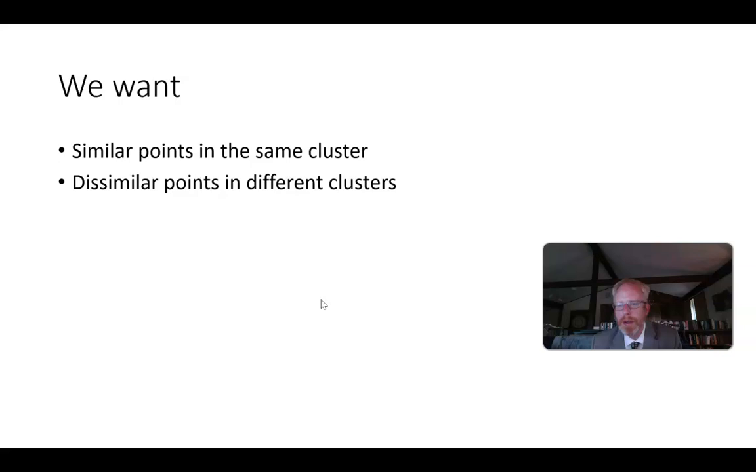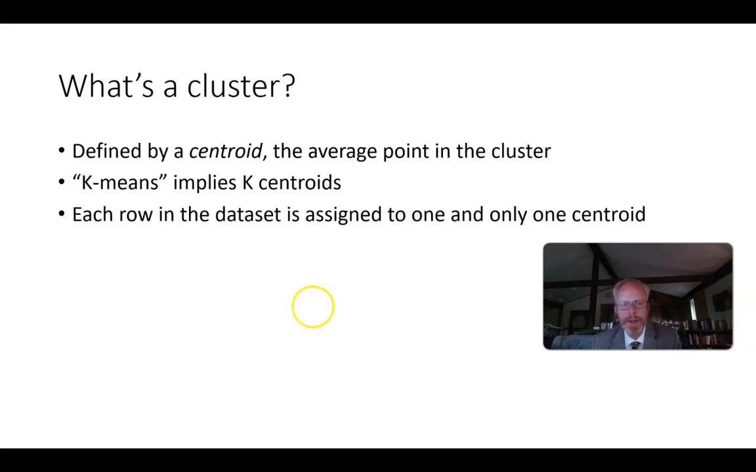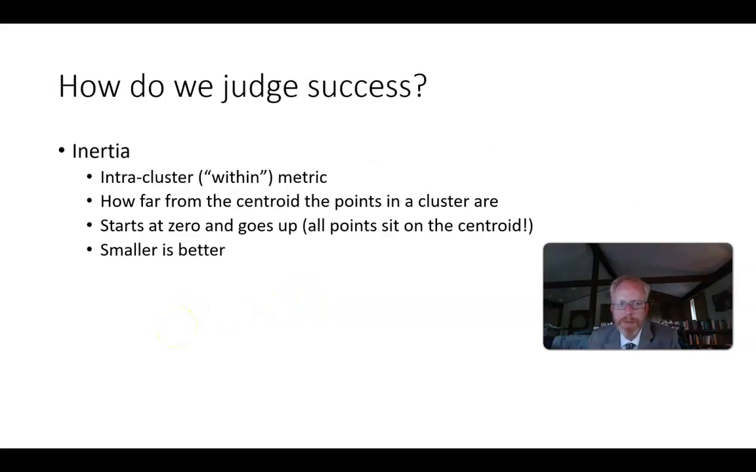So what we tend to want with clustering is similar points in the same cluster and dissimilar points in different clusters. So a cluster is defined by the centroid, which is the average point in the cluster, the average of all of its members. K-means indicates that we're going to have k-centroids, or effectively one centroid for each cluster. And so each row in a data set will be assigned to one and only one centroid. We wouldn't have it be the group of more than one cluster.